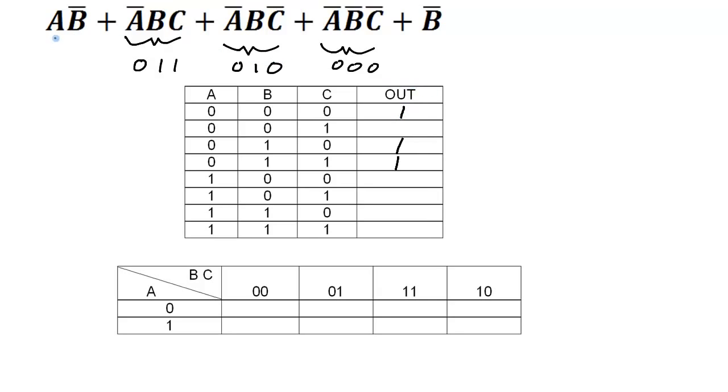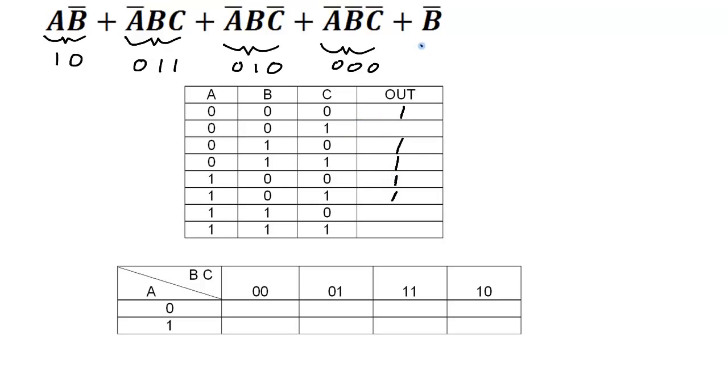Now going to the A, not B term. Anywhere where A is a 1 and B is a 0 will be a 1 in the truth table. So there will actually be two places, one where the C is a 0 and one where the C is a 1. So here A is a 1, B is a 0. So there'll be a 1 there. And the row above it, A is a 1, B is a 0. So there will be a 1 there.